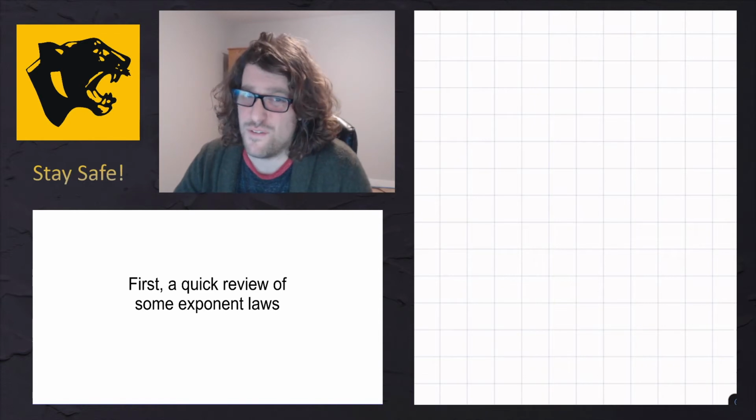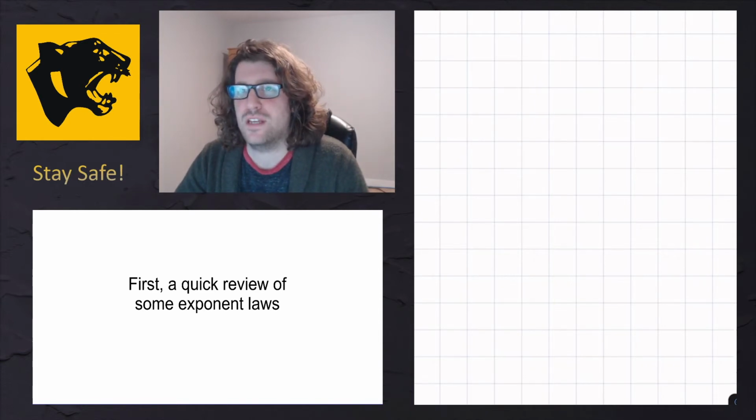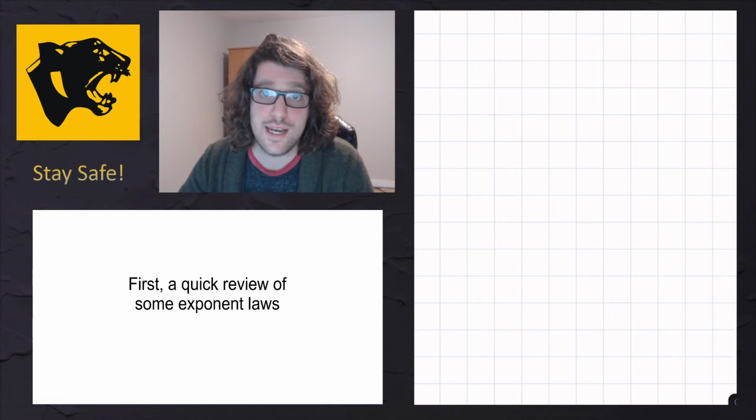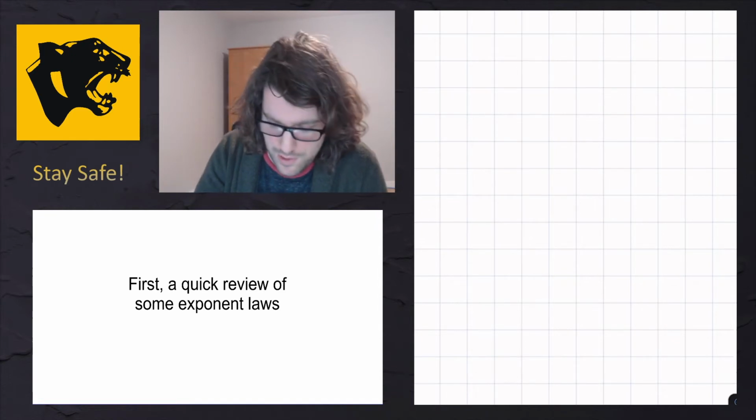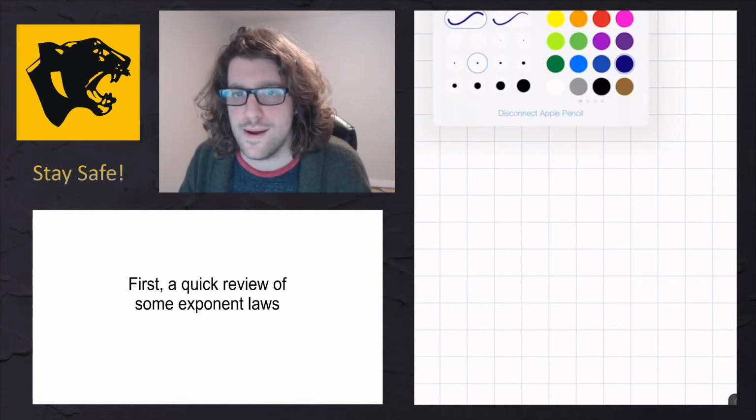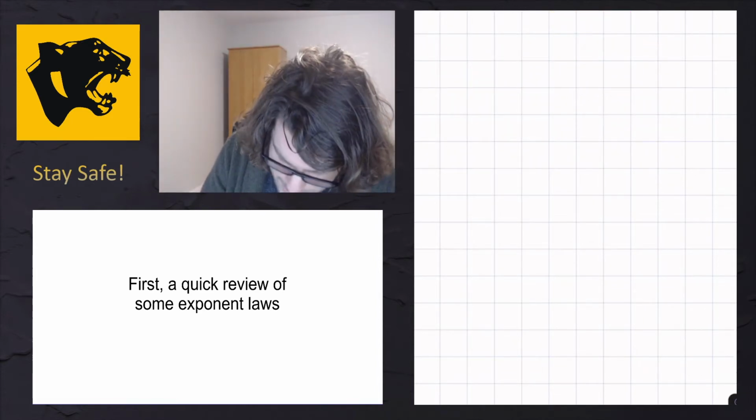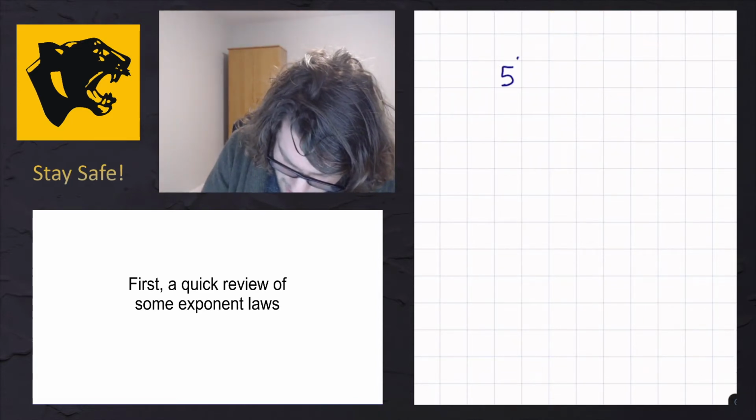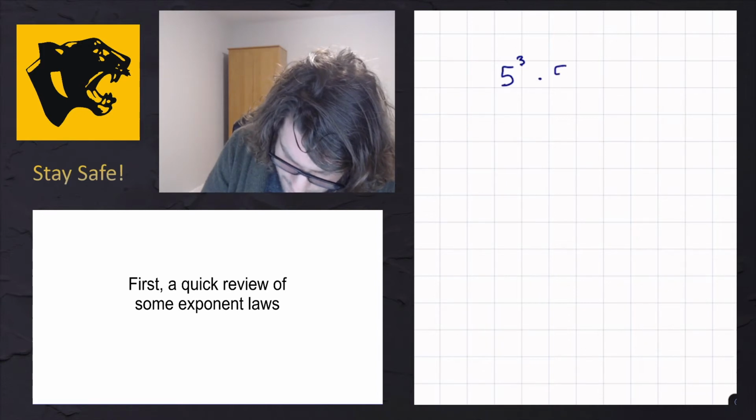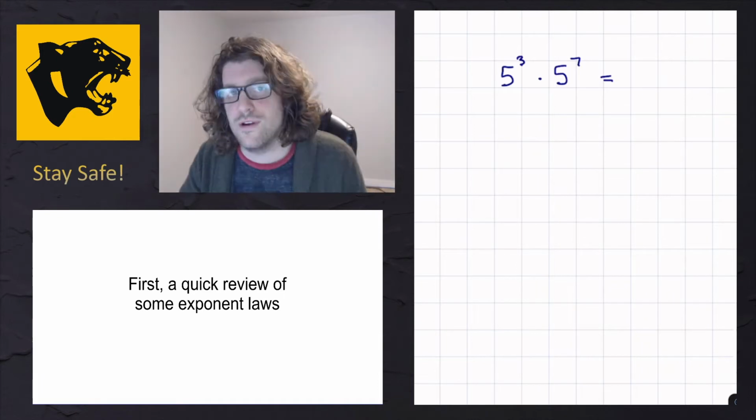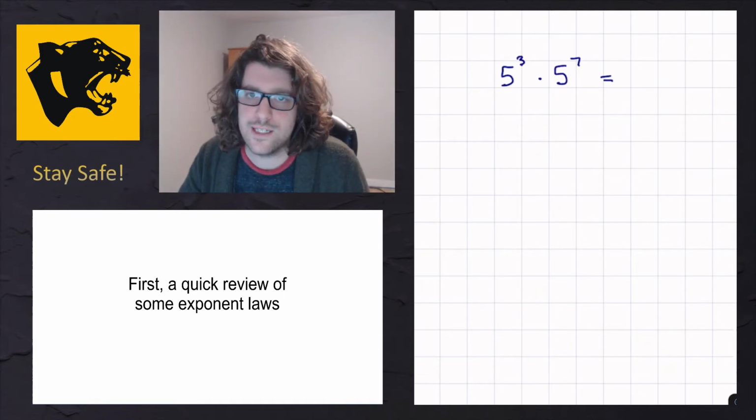I'm going to list a few exponent laws, and we might not even use them all right now, but they will come up a little bit later. So in grade 9, one of the things you should have covered is if you have, for instance, 5 to the power of 3 times 5 to the power of 7, there is a way to take that and simplify it quickly by just using a rule.